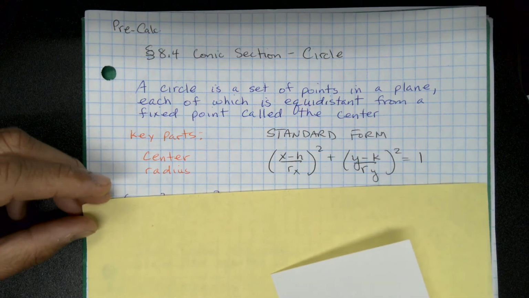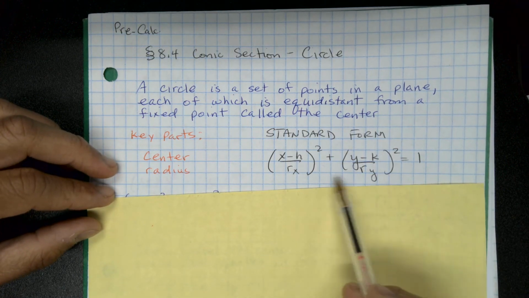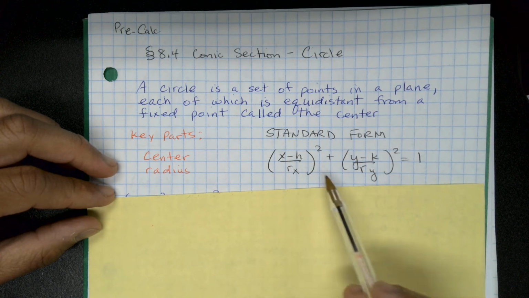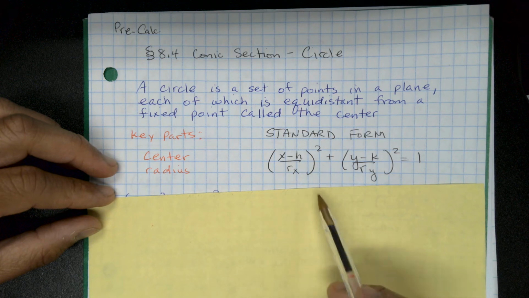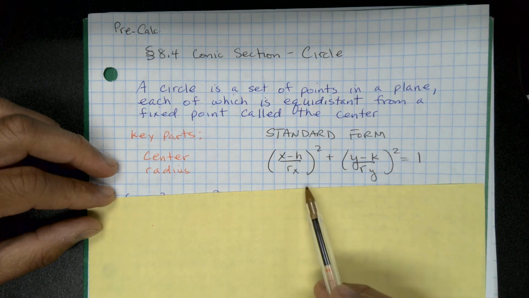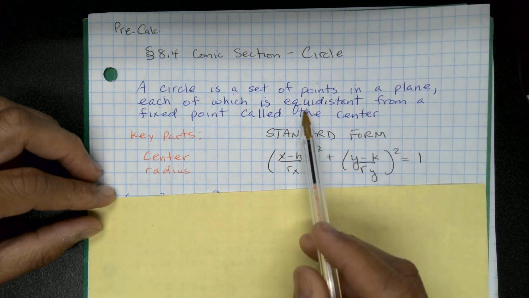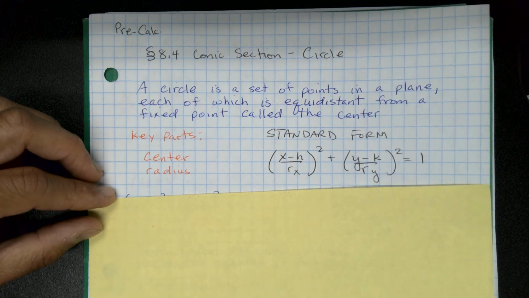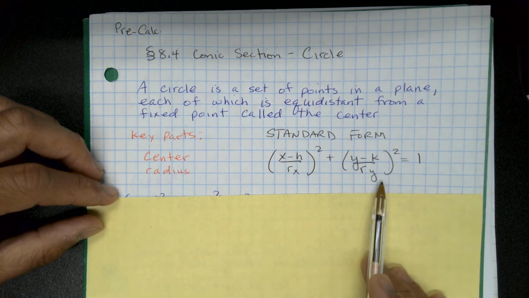Standard form is similar to what you saw in the hyperbola, but the hyperbola had one minus. This is similar to the ellipse, where both were positive. The only difference is that the radius of x and the radius of y are equidistant, so the radii of x and y are the same. This is what I want in standard form.